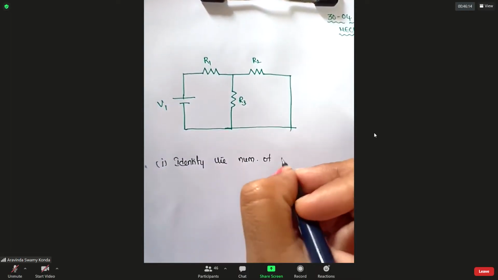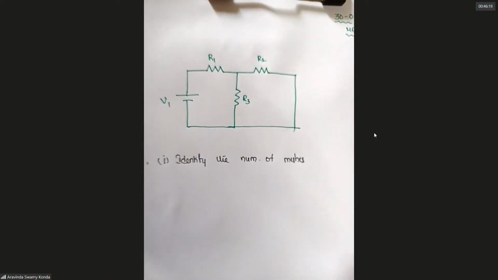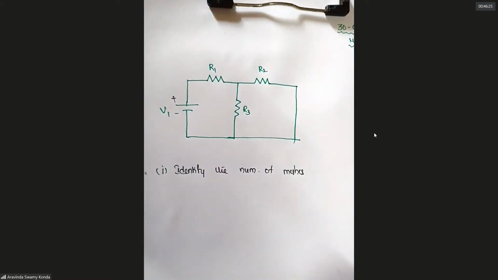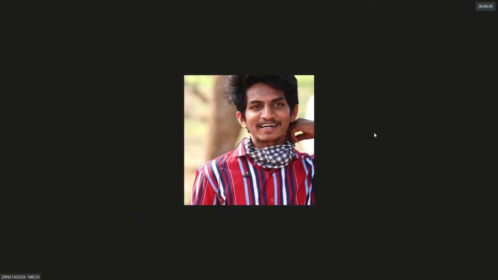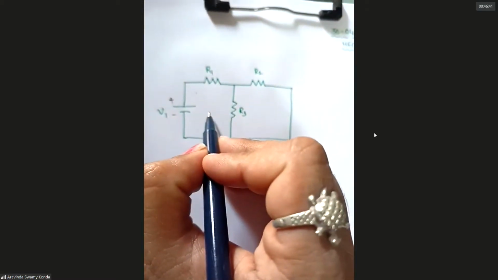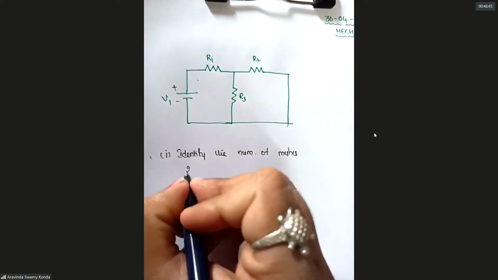Number of meshes. So first identify what you want to do first. Identify the number of meshes. So how many meshes are there in this circuit? Two, sir. So this is one mesh and this is another mesh. This is the first mesh and this is the second mesh. So two meshes are there.